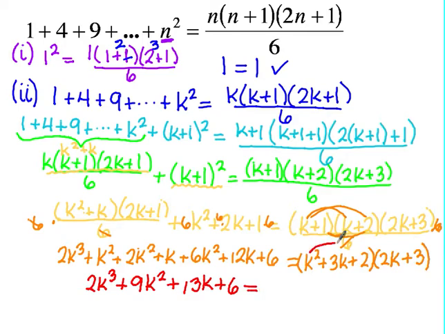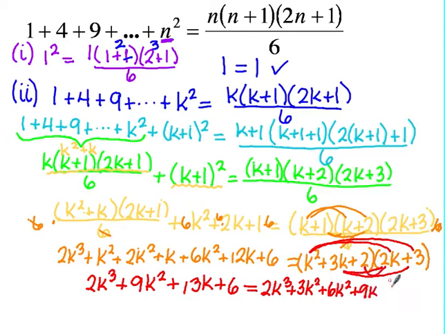Okay, so I start with k squared times 2k, which is 2k cubed. Then I do k squared times 3, which is 3k squared. Then I do 3k times 2k, which is 6k squared. Then I do 3k times 3, which is 9k. I do 2 times 2k, which is 4k. And then I do 2 times 3, which is 6. Do I get the exact same thing?